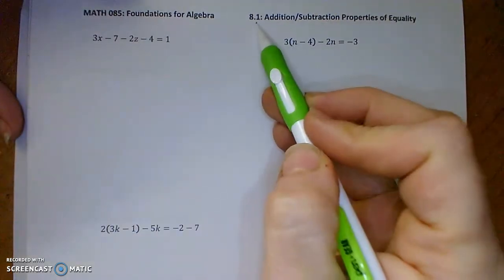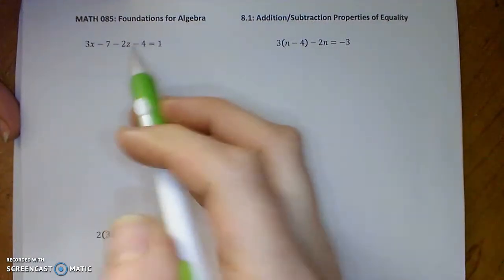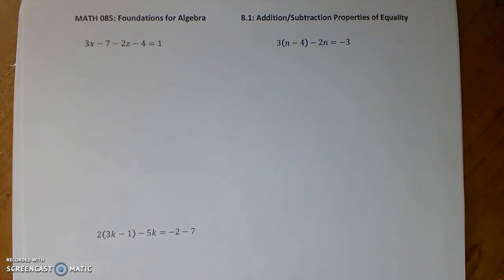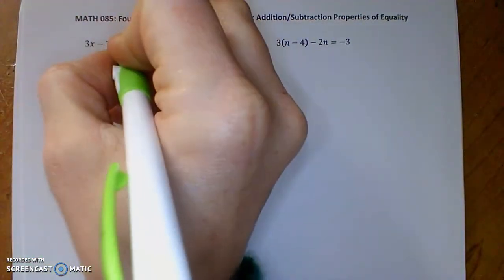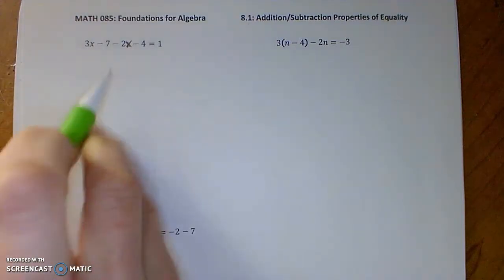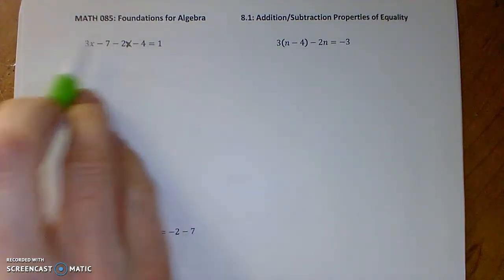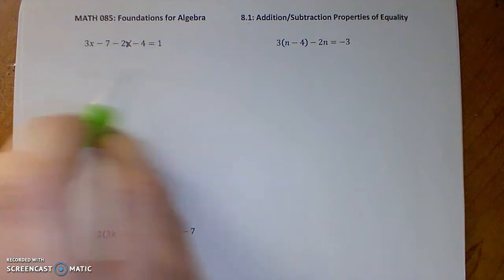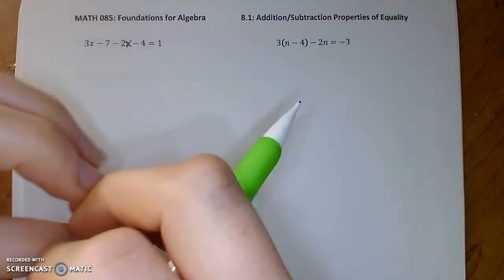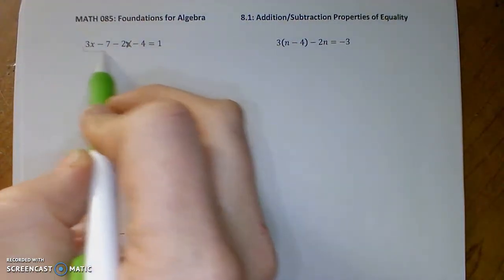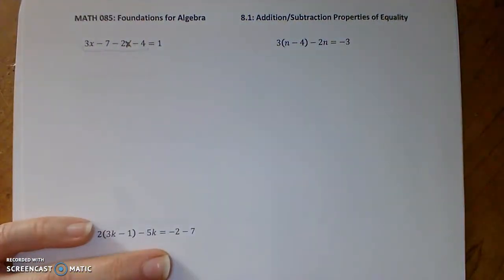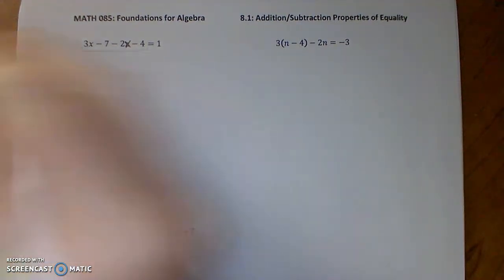Math 85, we're still working on section 8.1 with a little bit more complicated equations using the addition and subtraction properties of equality to solve. If you see an equation like this where you have a more complicated expression on one side, I wouldn't go right into solving that equation by performing some operation to both sides. Instead, I would work on simplifying both sides of the equation and then go ahead and use the steps to solve. So here's what I mean by that.